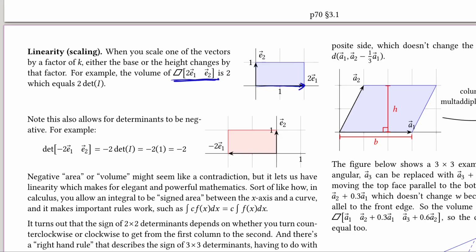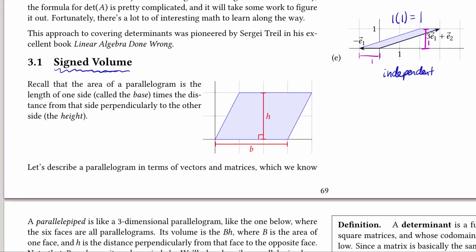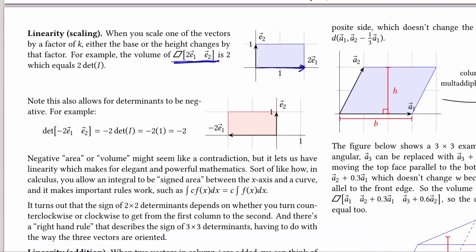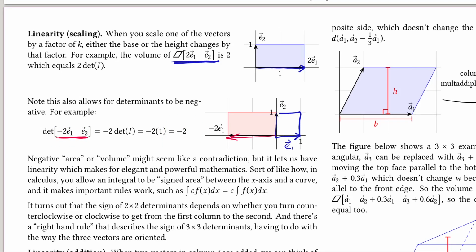Now, a thing to point out is this allows for determinants to be negative. Notice that the section was called signed volume. What do I mean by that? I mean volume that can be negative. So if you were to take the unit square here and replace one of its vectors with negative 2e1, then the signed volume of this list of vectors is going to be -2. I know that's a little different than the concept of the area of this rectangle, which is clearly 2. So why are we calling it -2?